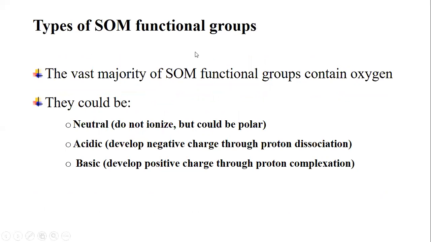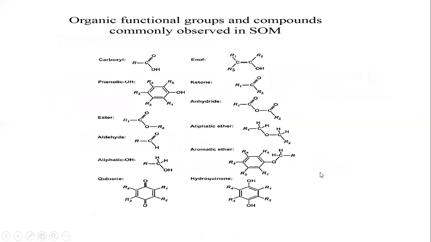Okay, we'll talk about the types of the functional groups we were mentioning so far. What are the major types? The vast majority of soil organic matter functional groups contain oxygen. Most of them, somehow, somewhere, have oxygen in that functional group. They could be neutral, they do not ionize, but could be polar. They could be acidic, developing negative charge through proton dissociation, and basic, developing positive charge through proton complexation. We will see some examples of those different types.